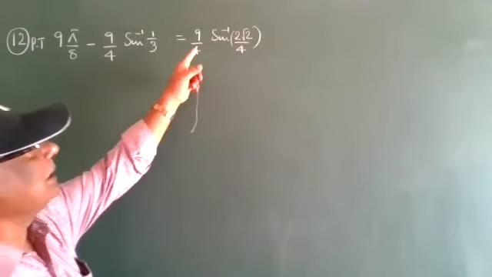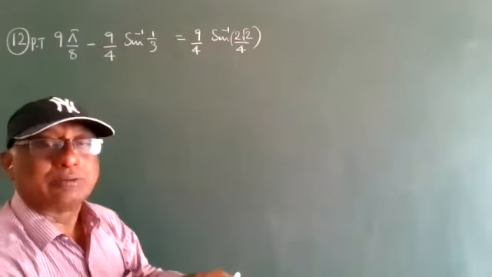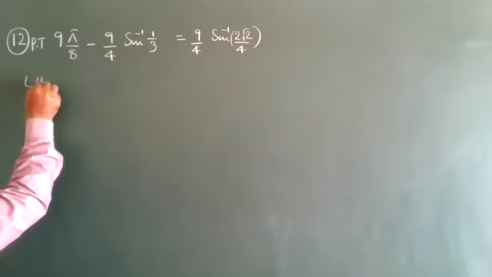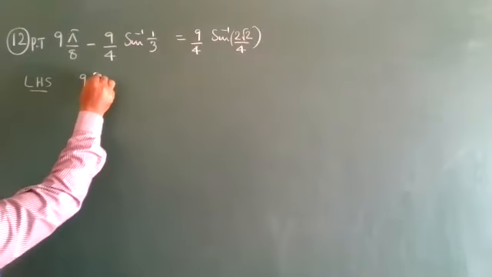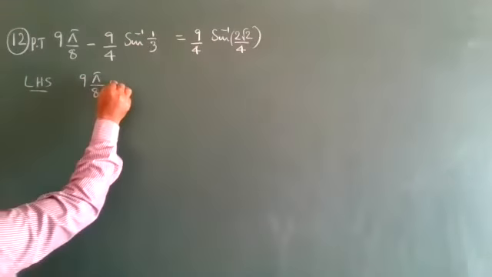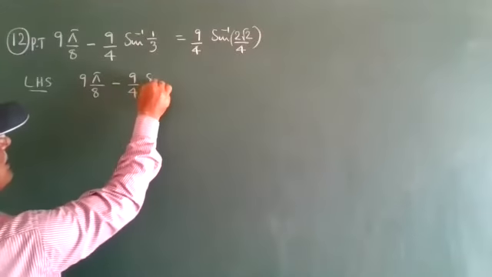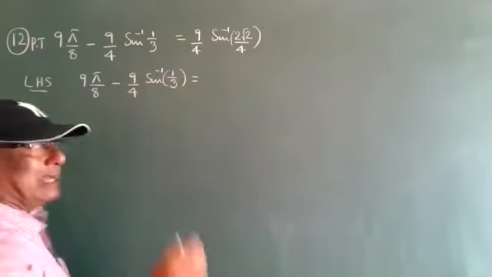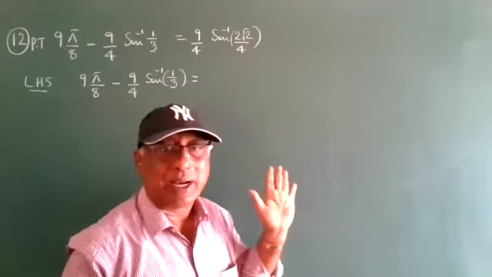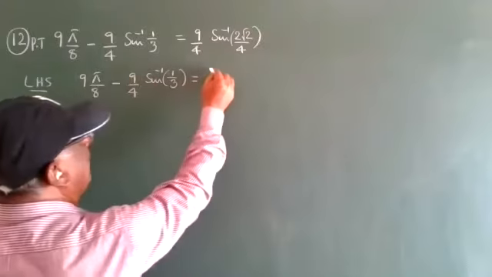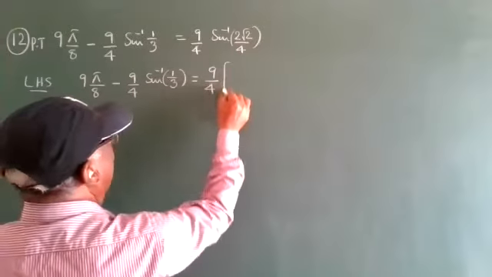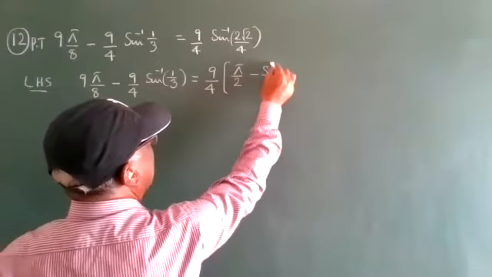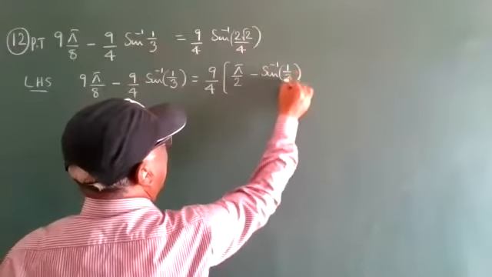Immediately, on the right hand side 9 by 4 is there. That's why I take 9 by 4 common in the left hand side. First I am taking the left hand side of the problem: 9 pi by 8 minus 9 by 4 sine inverse of 1 by 3. Taking 9 by 4 common, here pi by 2 is remaining, and here sine inverse of 1 by 3 is remaining.